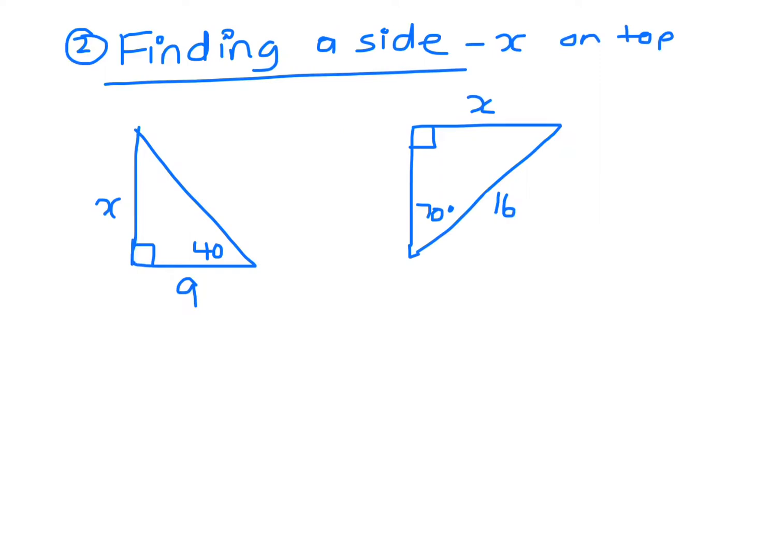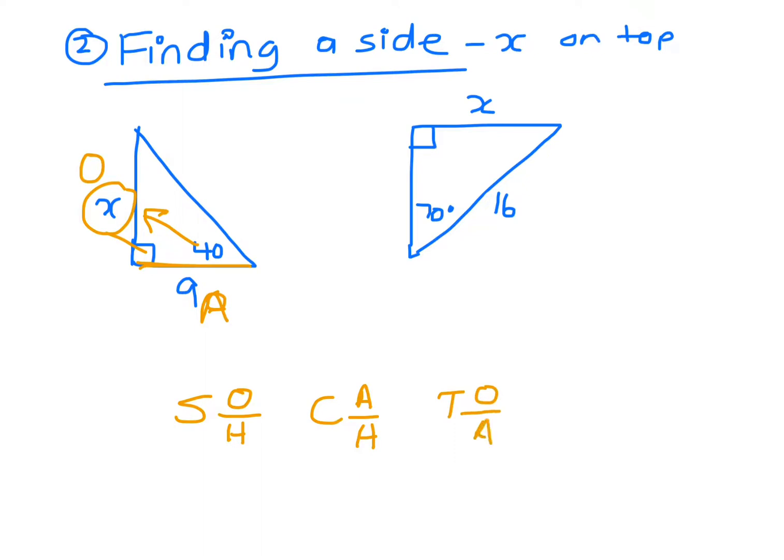Okay, so finding a side, this is where x turns out to be on top. So first of all, identify which rule. So we're not given the hypotenuse, we're given the opposite, and we're given the one that is next to it, which is the adjacent. So write the rules down so that we can use them. SOH, S-O-H, CAH, C-A-H, and TOA, T-O-A.